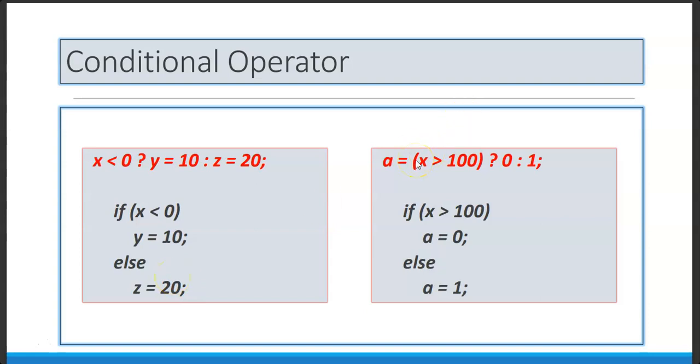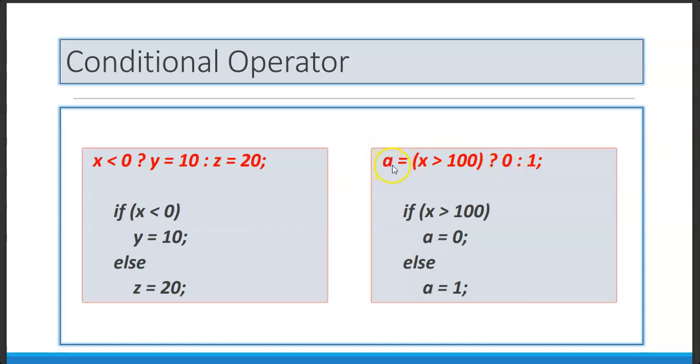Or sometimes we can have something like this. We can have this part, which is a condition, x greater than 100. If this is true, then 0. If this is false, then 1. So we are returning 0 or 1, and this thing that we are returning can be assigned to a variable.